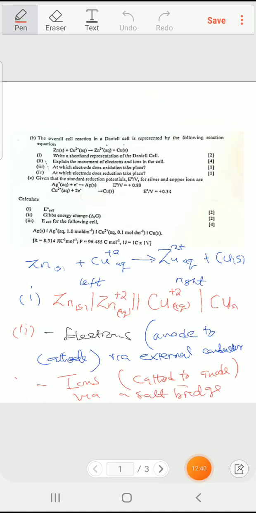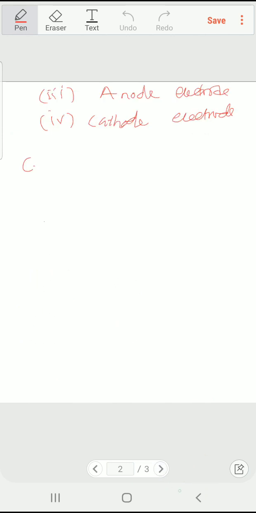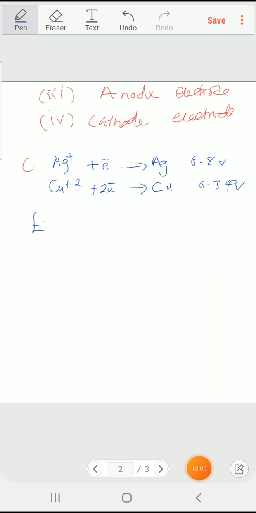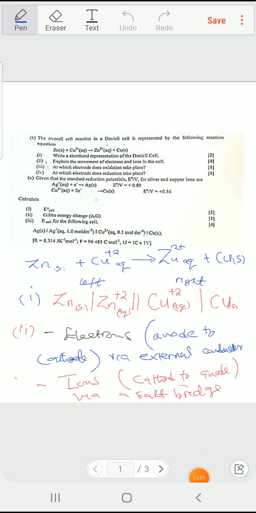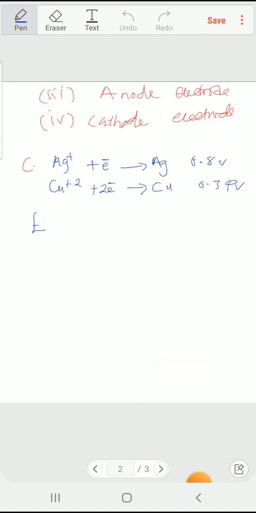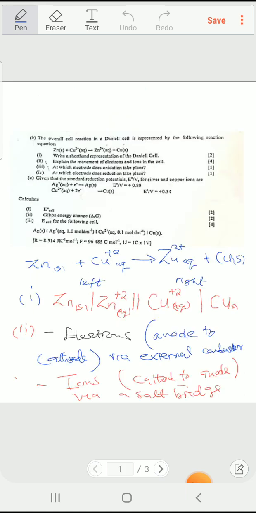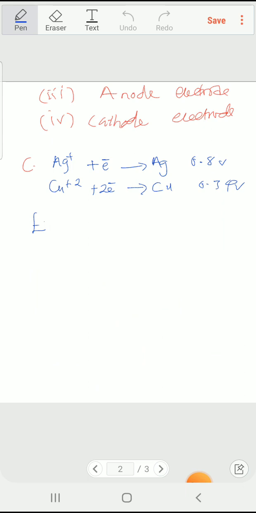Let's go to question C. Here they're saying, given the standard reduction potentials E for silver and copper ions, we have been given the reactions, then calculate the E cell. These are the standard potentials for silver and also copper. So now let's try to calculate the standard E cell.